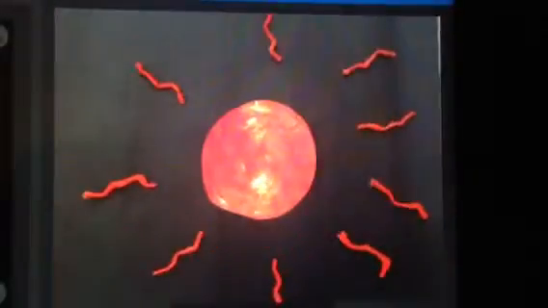Since the Sun's birth, it has used up half the hydrogen within its core, meaning it will keep radiating for another 5 billion years or more. Eventually, though, the Sun will run out of hydrogen.